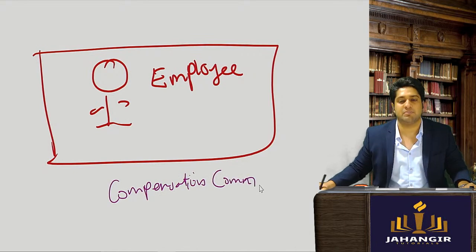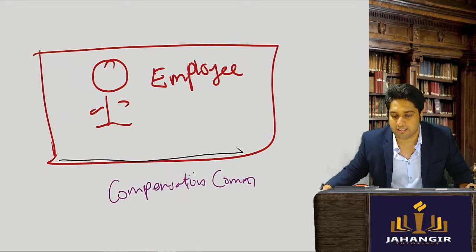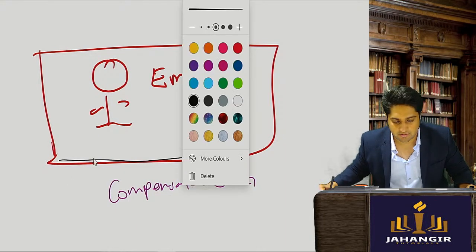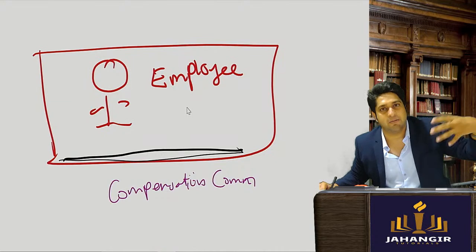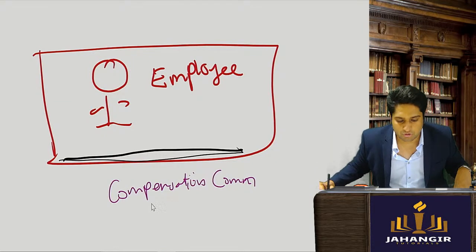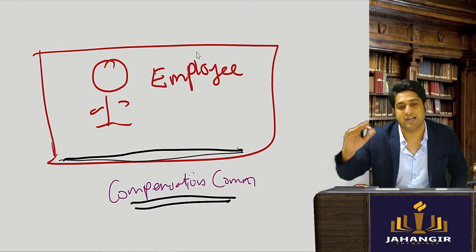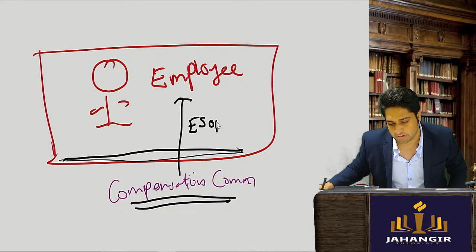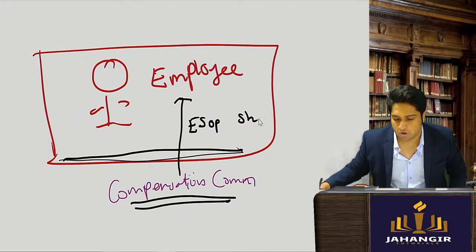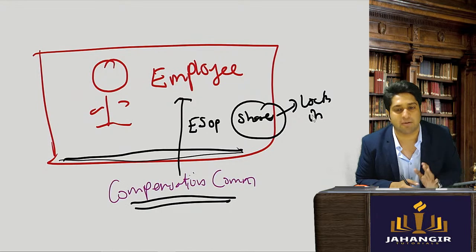Now what does the compensation committee do? They figure out all these employees who are hardworking and whom we want to retain, because nowadays the biggest challenge is not only finding talented people but also retaining them. So the compensation committee will identify these talented employees, and then we will give them employee stock options, where we will give them shares or securities, but it will be subject to lock-in. They will be subject to lock-in and they have to work with the company.